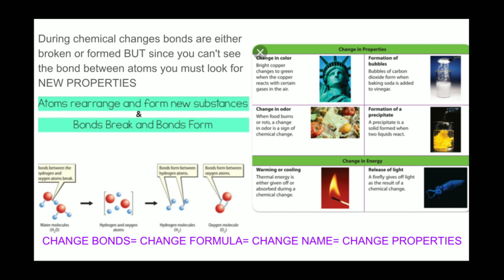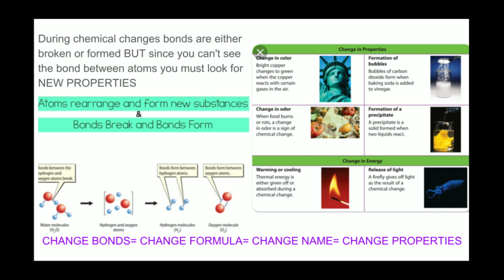What we know is that during chemical changes, bonds are either broken or formed. But the problem is we cannot see atoms. So if we cannot see atoms and their bonds, we cannot know if a formula changed, a name changed, or the properties changed. So instead we must look for clues that indicate a change in property. There are 5 major evidences of a chemical reaction.